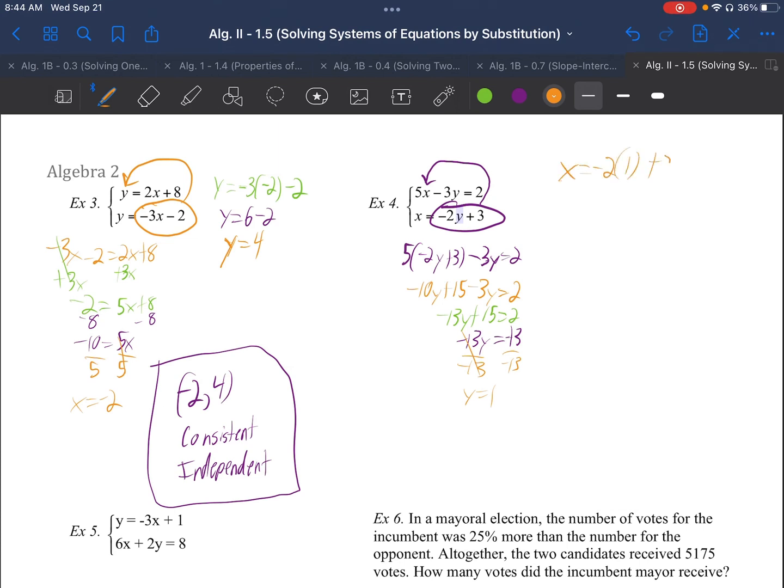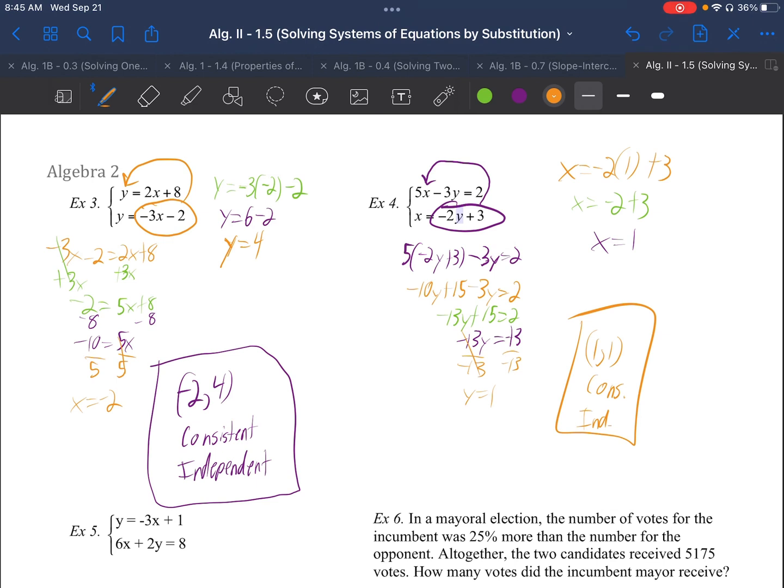X is equal to negative 2 times 1 plus 3. Negative 2 times 1 is negative 2 plus 3, which is 1. So the answer to this one is 1 comma 1. So that's consistent since there was at least one solution, and it's independent because there's only one solution.